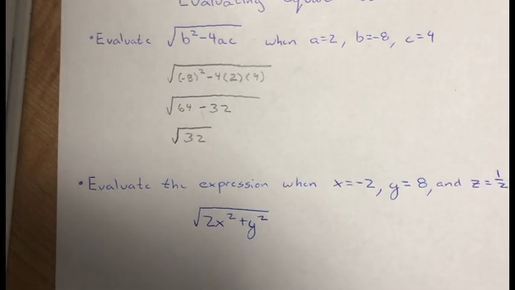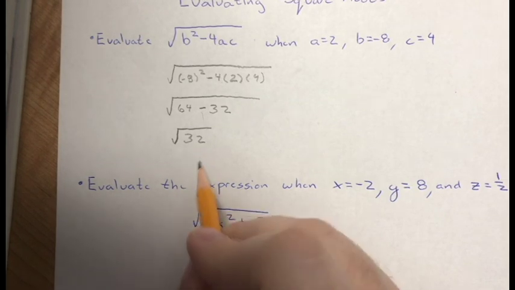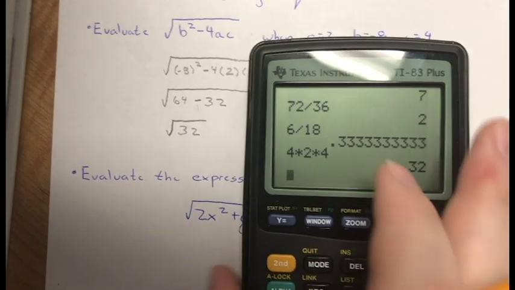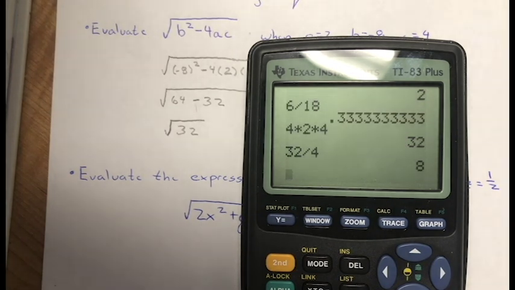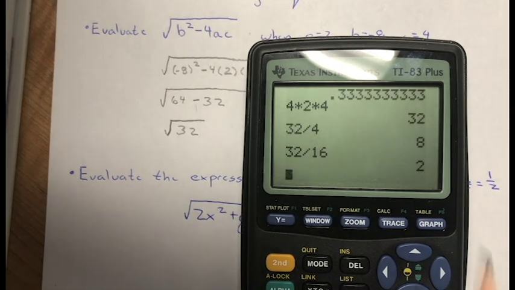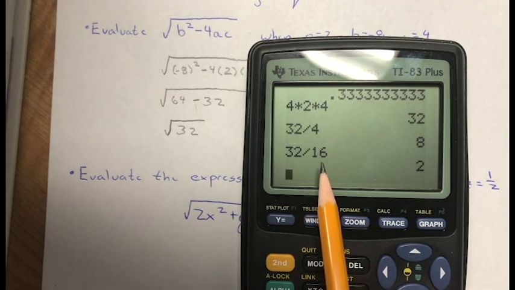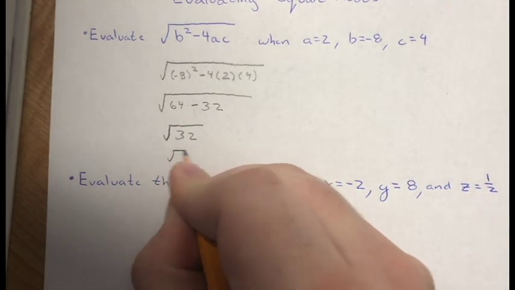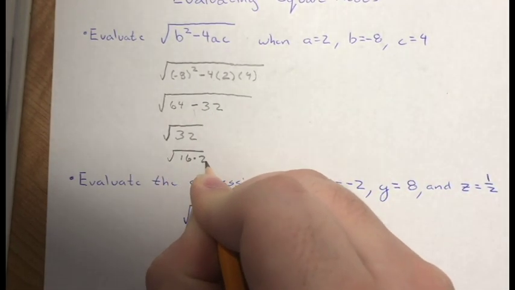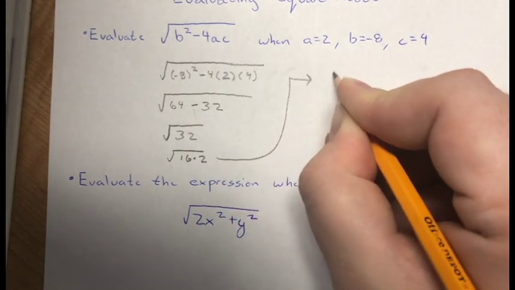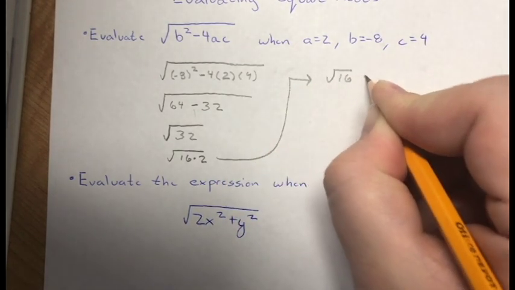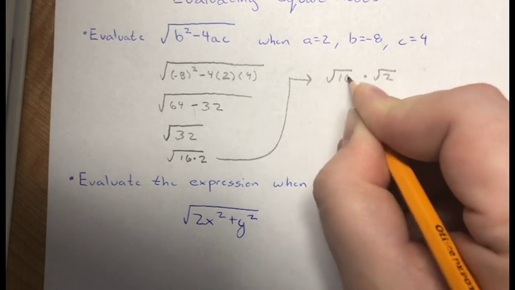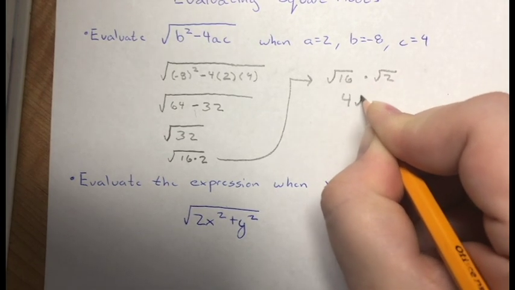Now, I want to continue to work with this. And I need to ask myself, are there any perfect squares that can go into 32? Well, 32 divided by 4, that works. Let's see, is there anything else? 32 divided by 16? Yep, that works. 16 would be my biggest perfect square because it gives me a smaller prime number left over. So I can rewrite that as the square root of 16 times 2, which can be rewritten one more time as the square root of 16 times the square root of 2. The square root of 16 is 4, times the square root of 2.